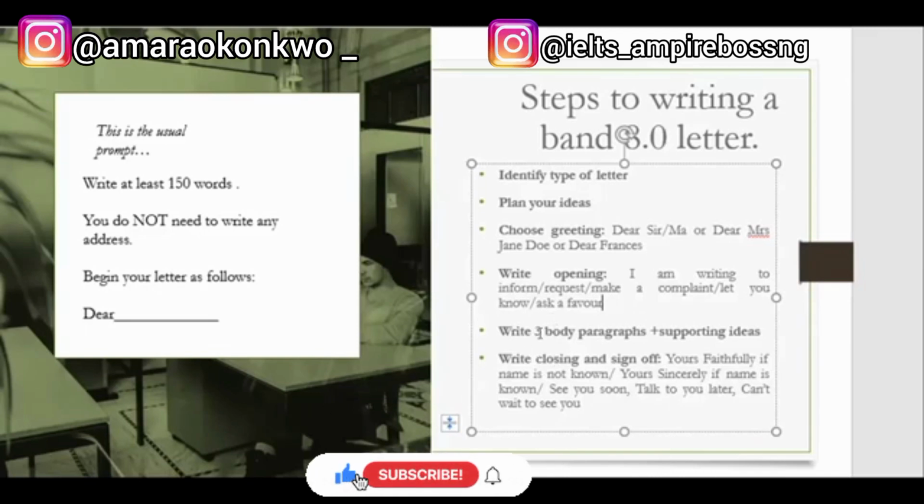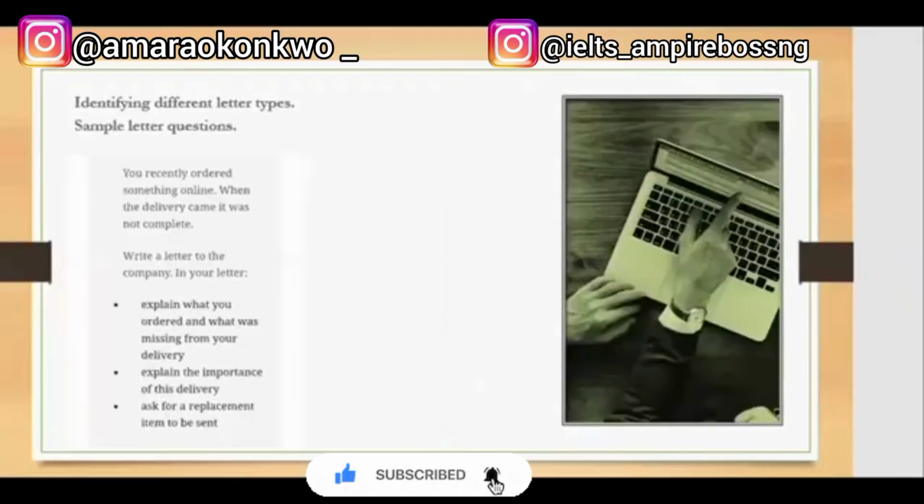Then write your 3 body paragraphs. Supporting ideas are basically those things you mentioned as a plan, to flesh them out in 2 or 3 sentences. Your 3 body paragraphs are basically those 3 bullet points. These 3 bullet points are very important. They are giving you the structure, the body of your letter.